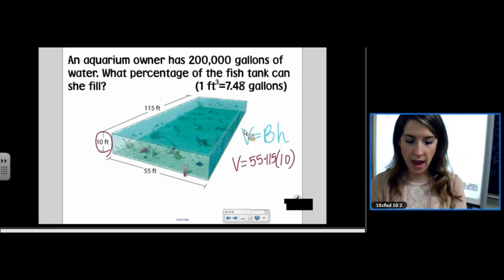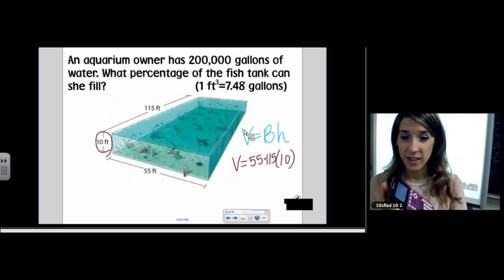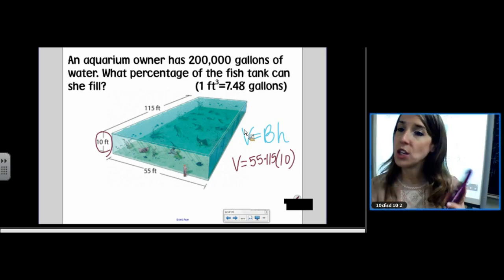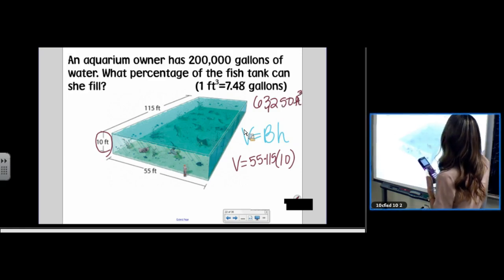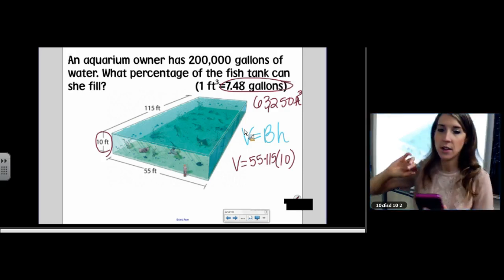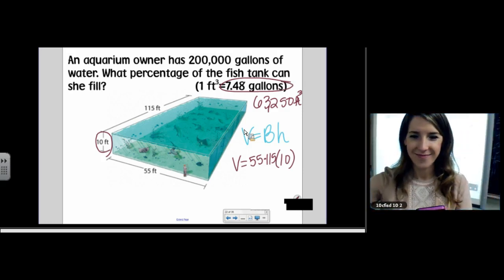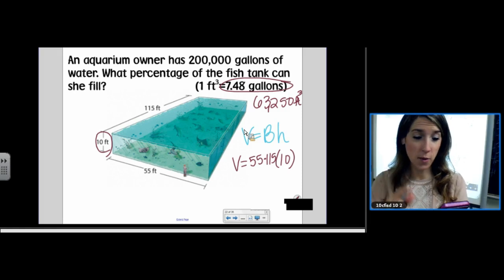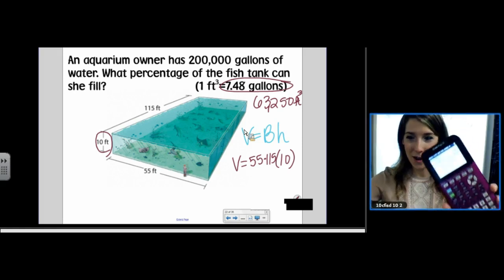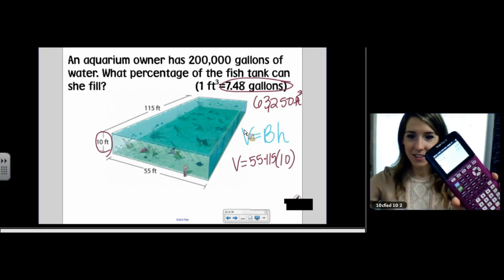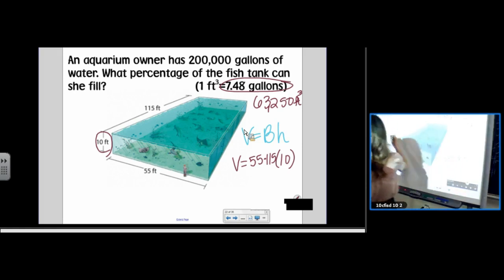The volume is 55 times 115 times 10. Whoa. Okay, 63,250. That's how many cubic feet it is, though. I don't want my answer in cubic feet. I want my answer in gallons. So what do I do next? Times 7.48. Very good. Times 7.48. And we have a nice large number in our calculator. That's our denominator.